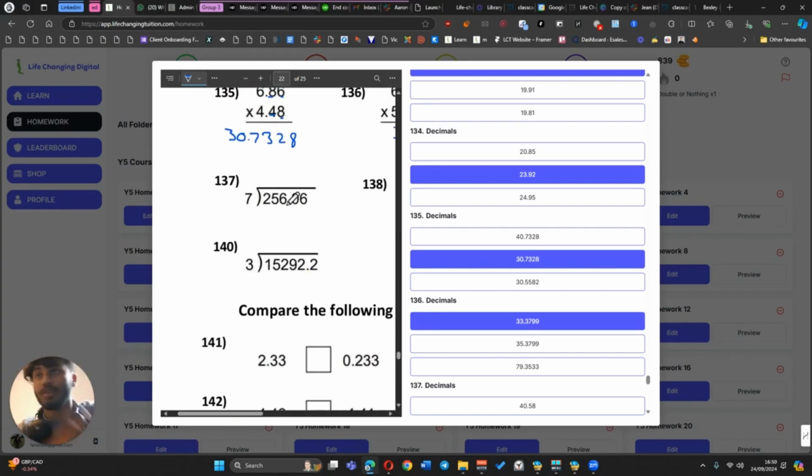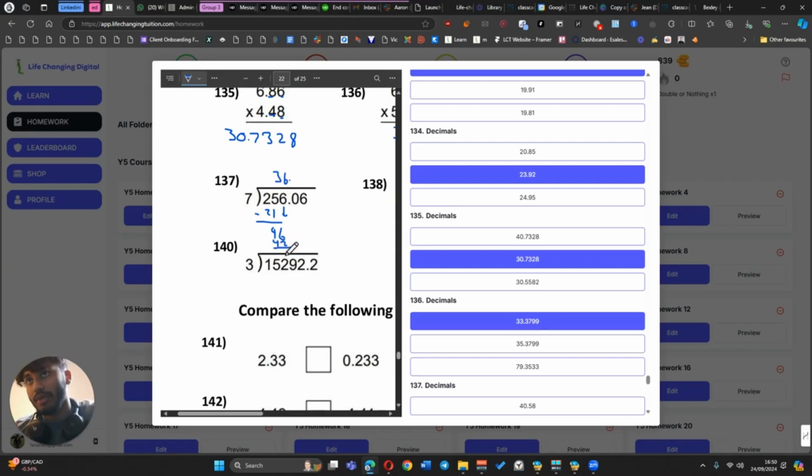Question 137. So these are divisions again. You do these normally until you reach the decimal point, you just place it upwards basically. So how many times does 7 go into 25? You skip the 2 because it's too small. So how many times does it go into 25? 3 times, 21. Gives you 4 as a remainder. You have to bring down the 6, and how many times does that go into 46? It'll be 6 times. 6 gives you 42.